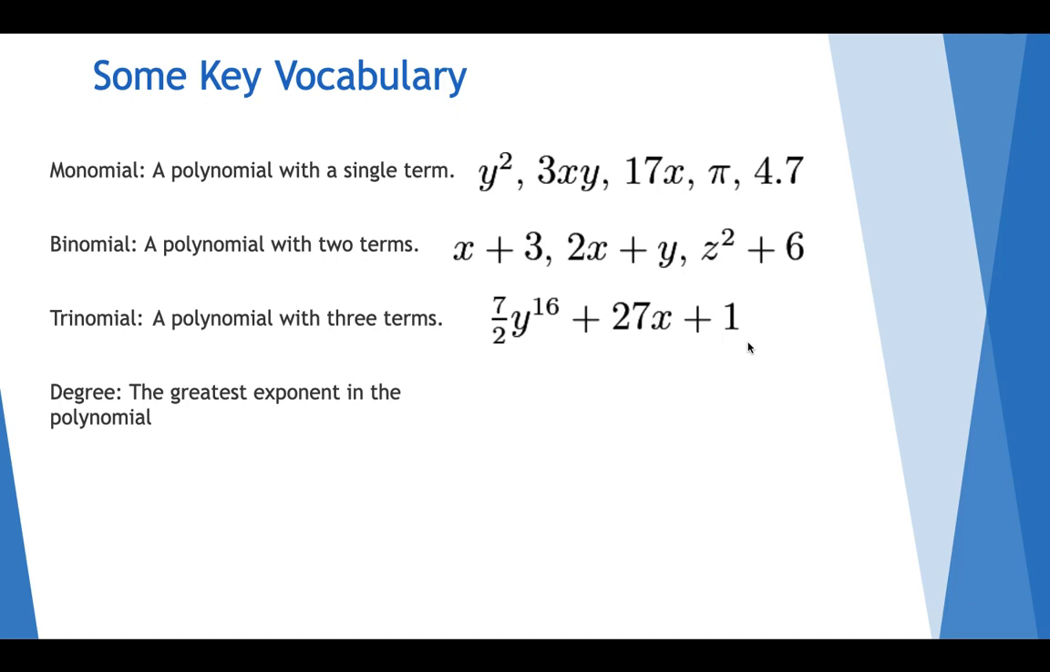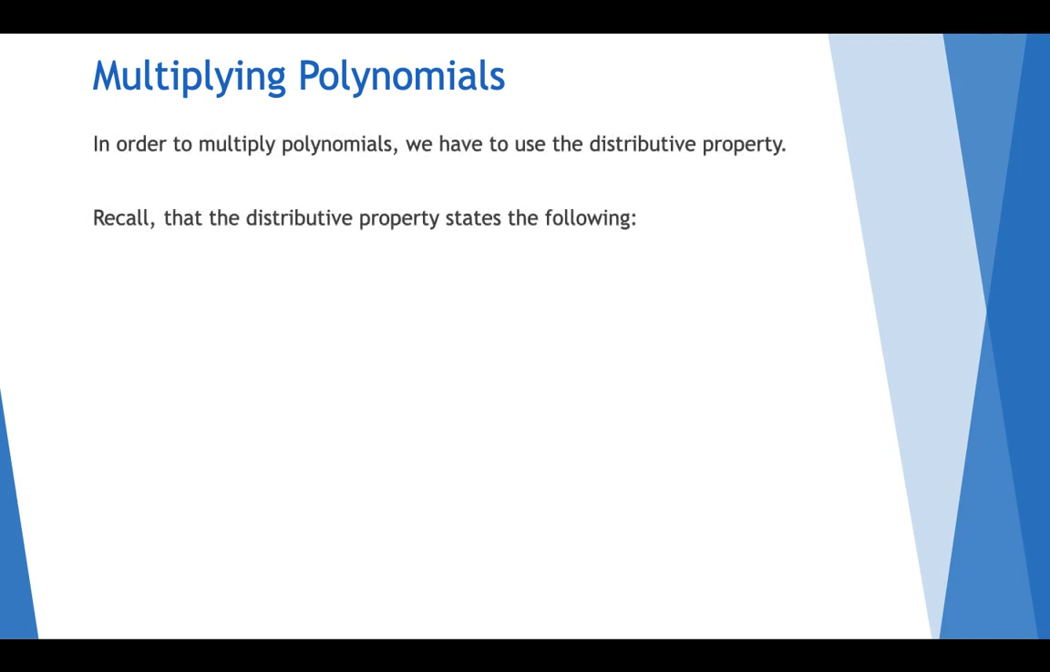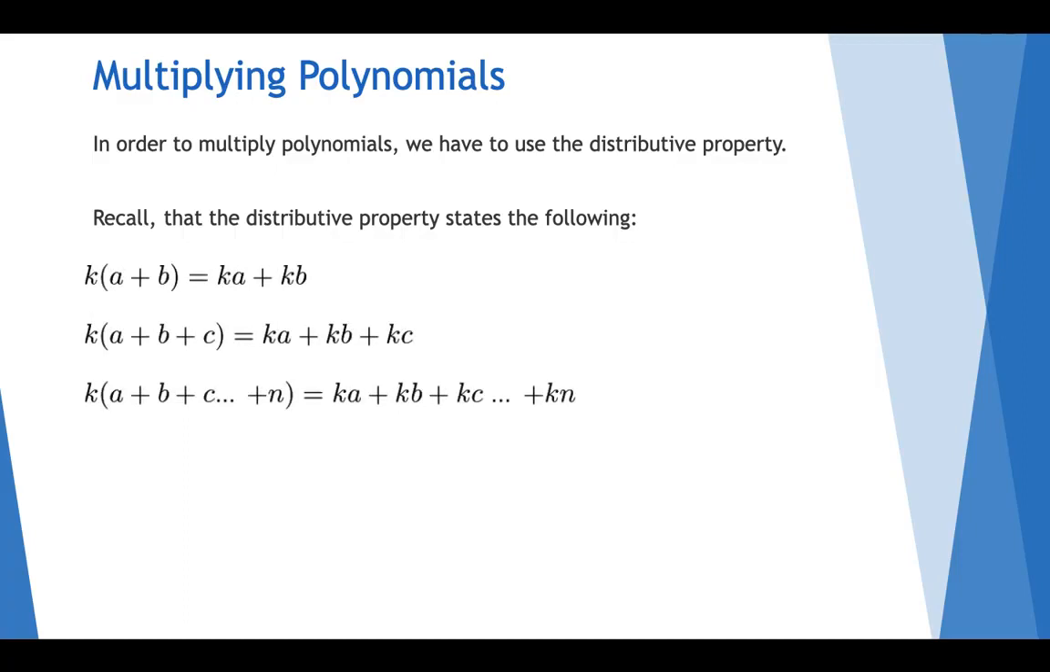Okay, great. So, multiplying polynomials. When multiplying polynomials, we have to use a property in mathematics that you likely have already learned but have not applied much to this point. That's the distributive property. Recall that the distributive property states the following. So this may look like a lot, but basically what it's saying is if you have a sum and then you're multiplying that by some number, it's the same as taking the individual components of the sum, multiplying each by that number, and then adding that up.